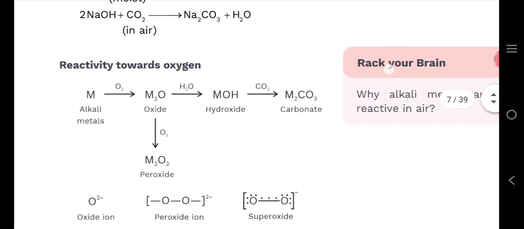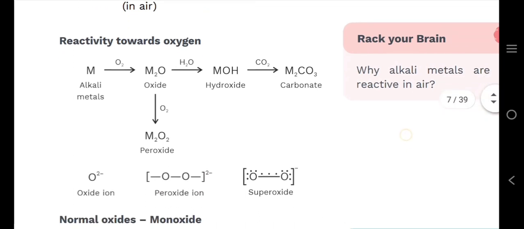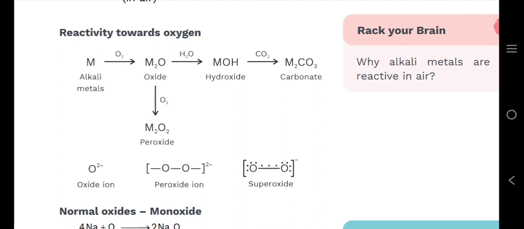Reactivity towards oxygen: alkali metals on reacting with oxygen form oxides. Then these oxides react with water to form hydroxides, and on reacting the hydroxide with CO2 they form carbonates. For example, M plus O2 gives M2O, M2O plus H2O gives MOH, MOH plus CO2 gives M2CO3. M2O plus O2 gives peroxide, that is M2O2.